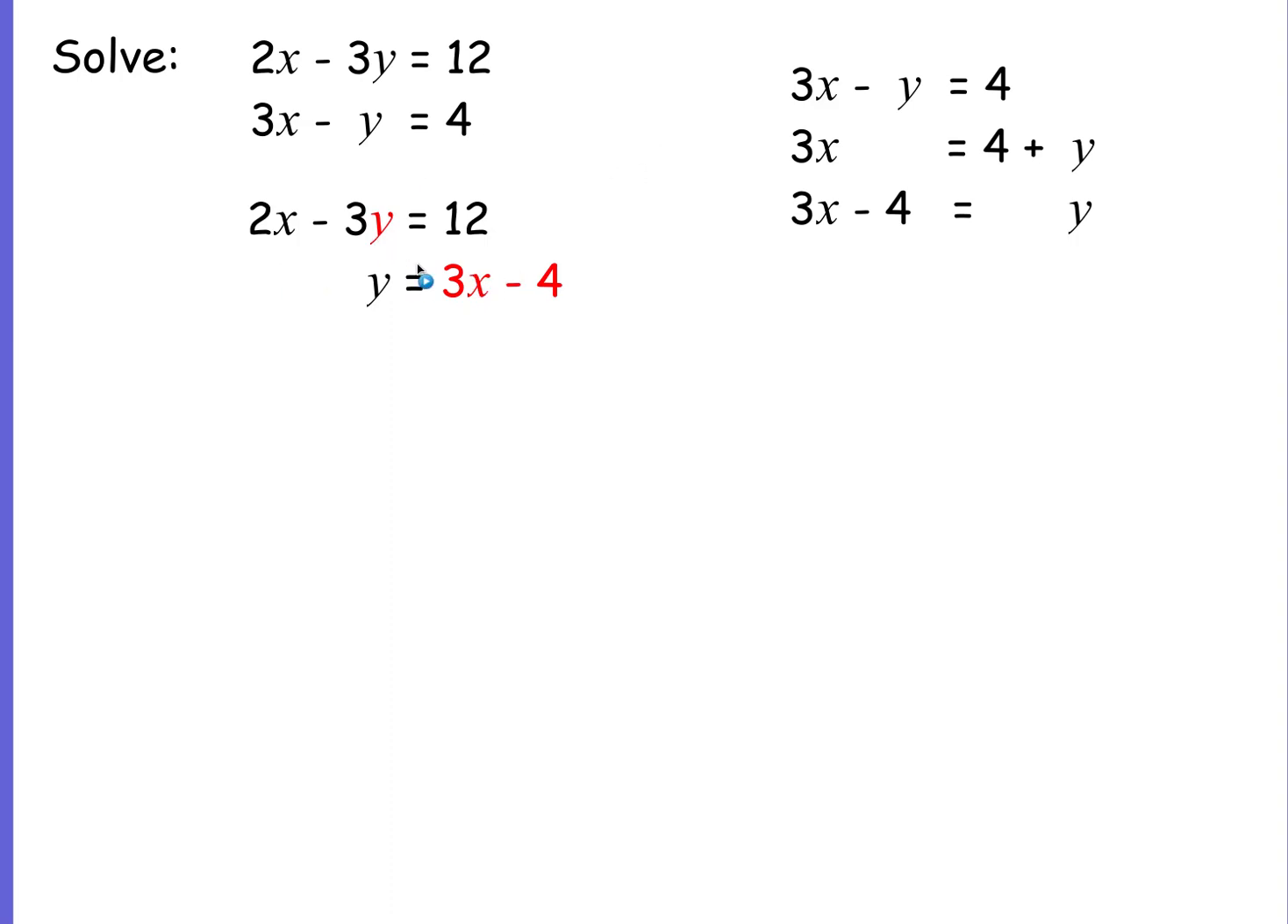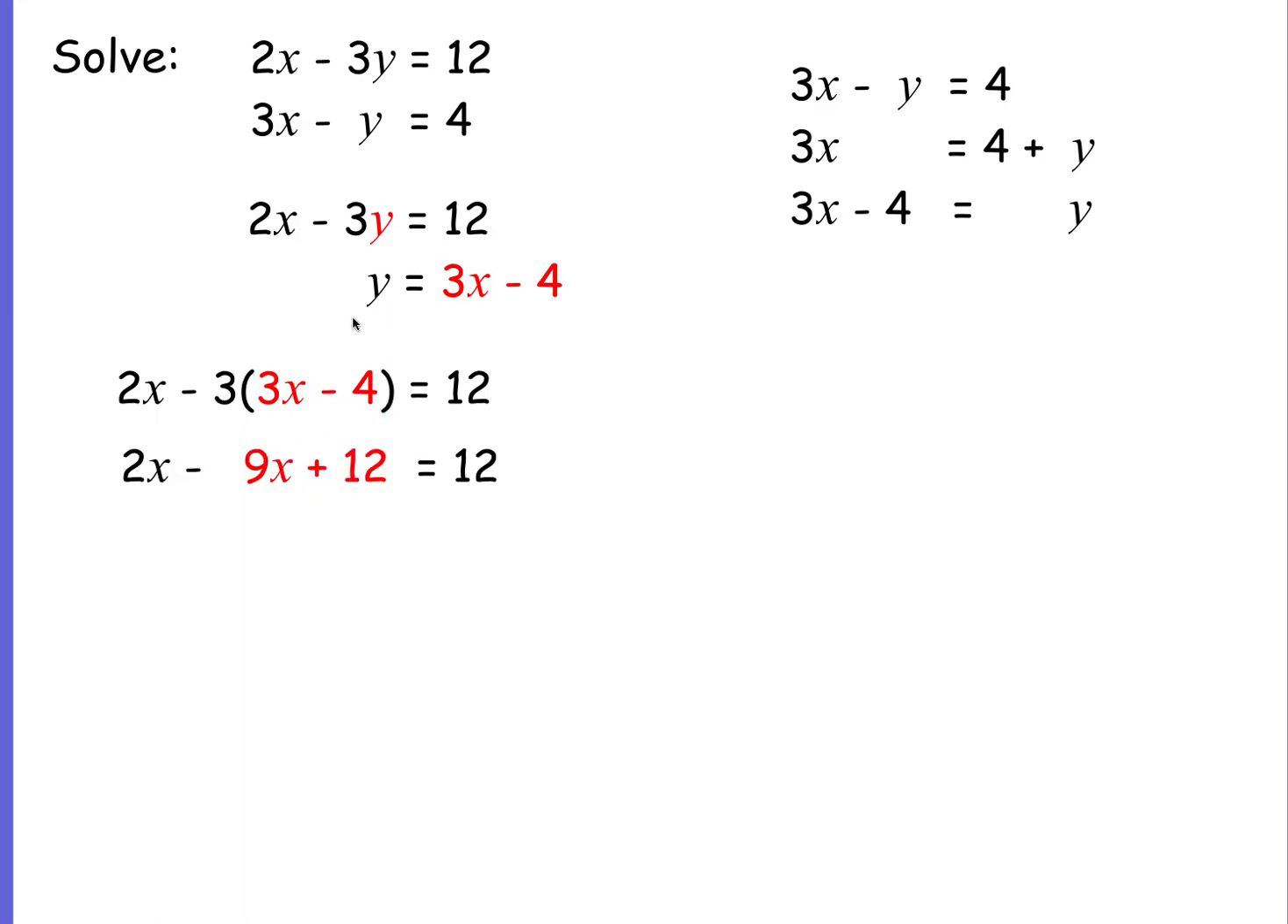So you do what you did before. The y gets replaced by now 3x minus 4. So it's minus 3 bracket. This is important because it's a minus 3 here. You multiply by the brackets with a minus 3. You've got negative 3 times 3x. And you've got negative 3 times negative 4, making plus 12. That sign change is what you've got to watch.